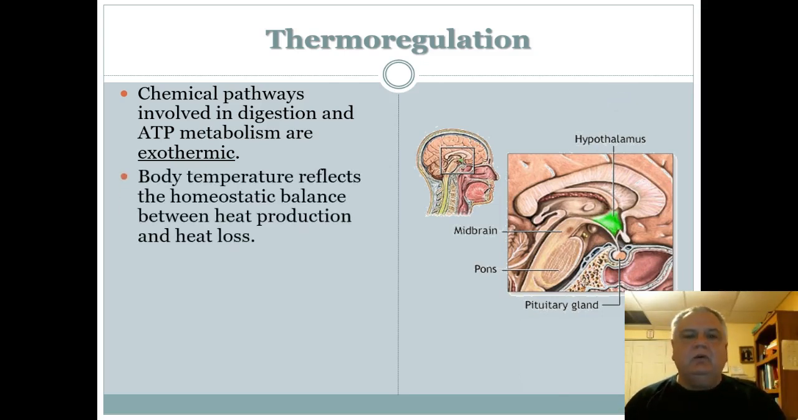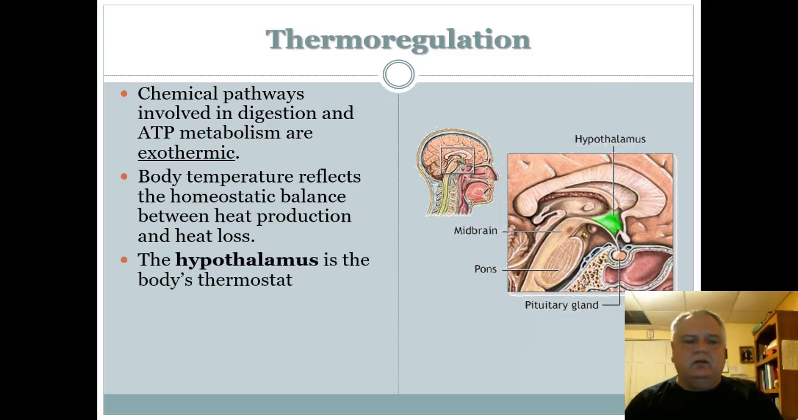So your body temperature is going to reflect a homeostatic balance between heat production, which can occur, for example, when we're digesting food or breaking down ATP, or even when our muscles are active, and heat loss. So body temperature, once again, reflects the homeostatic balance that has to be maintained between heat production and heat loss to keep that ideal body temperature of around 98.6 degrees Fahrenheit or 37 degrees Celsius.